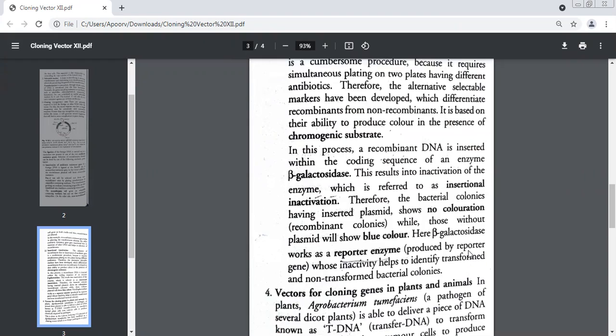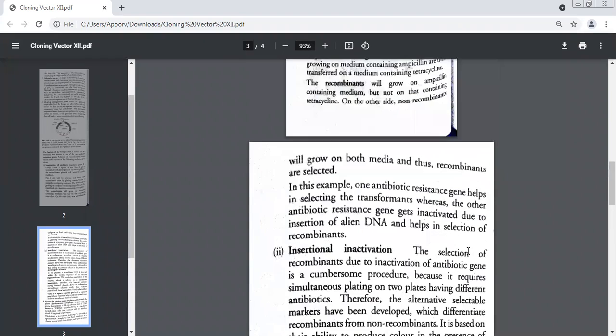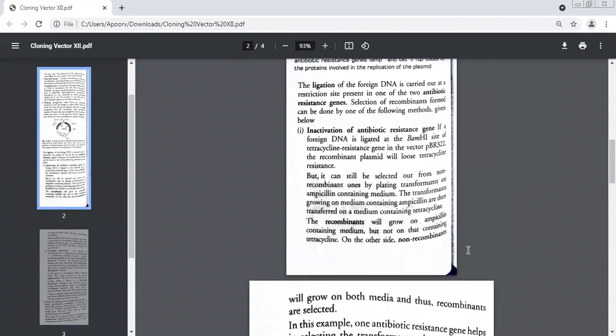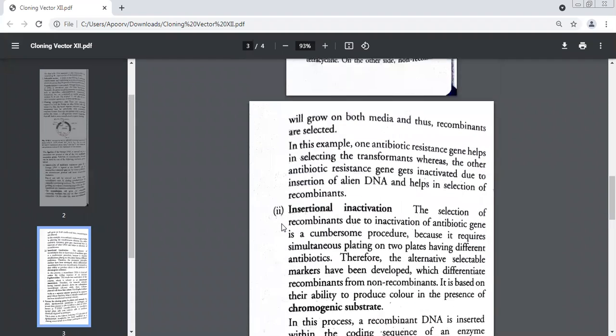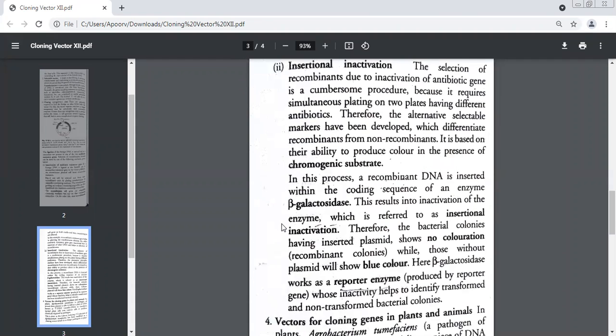So there are two methods we did. The first method was this one. First you inactivate the antibiotic resistant gene, any one of them. But you grow them first on one, then you grow them on the second, and you can differentiate between recombinants and non-recombinants. But this process is a very, very cumbersome process. Very good. So we need the other process. We are going to use which substrate? Chromogenic substrate.